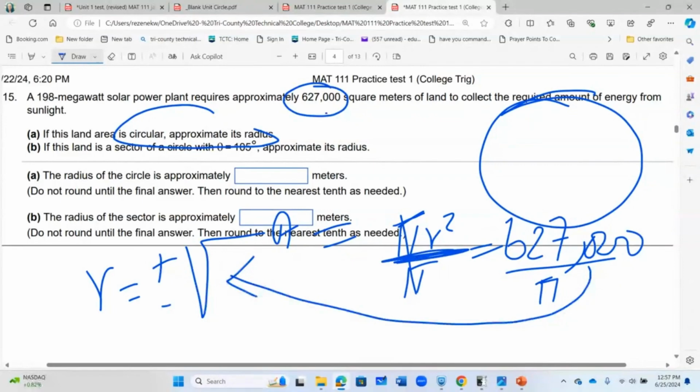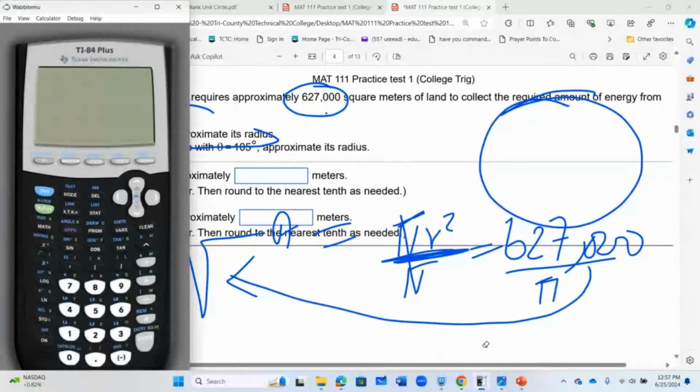One thing you want to know is that the radius is never going to be negative. If you find your radius to be negative, something is wrong. So be careful that your radius is not negative. Your answer should be positive. Then get your calculator and put that quantity on the right-hand side in the calculator.